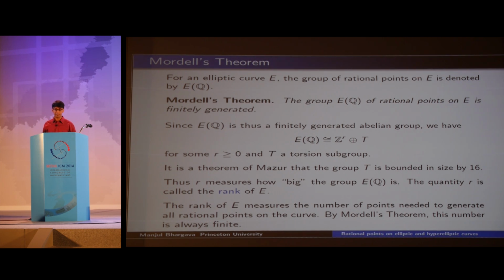And by Mordell's theorem, this number is always finite. In other words, on an elliptic curve, you can always start with just some finite set of rational points, such that all rational points can then be constructed from that finite set by continually drawing lines through pairs of those rational solutions to find the third point of intersection and repeating this procedure. So that's the rank, that's the number r. It measures the number of points needed to generate all rational points on the curve.